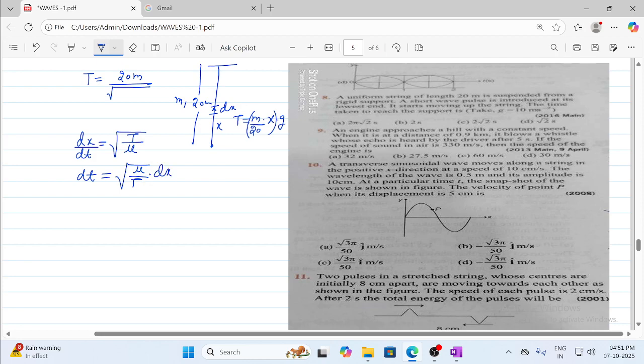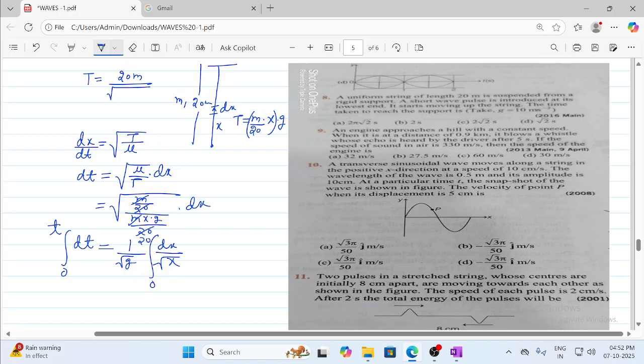And the tension is how much over there? At this portion, mu is given as m by 20, and tension is given as mxg by 20. So this gets cancelled like this, and you are getting 1 upon root g, dx upon root x. You have to find the total time, and x you can take from 0 to 20. So t equals 1 by root g times 2 root x, from 0 to 20, so root 20 minus 0. Root 10 here, root 20 here, that will get cancelled. So you will get 2 root 2 seconds. Okay. Good question.